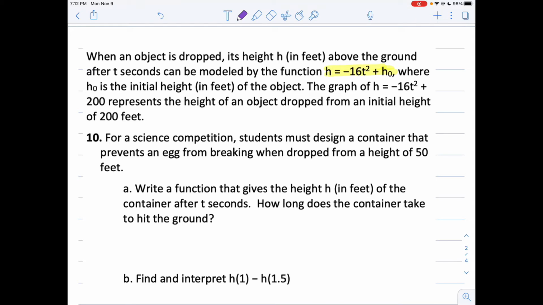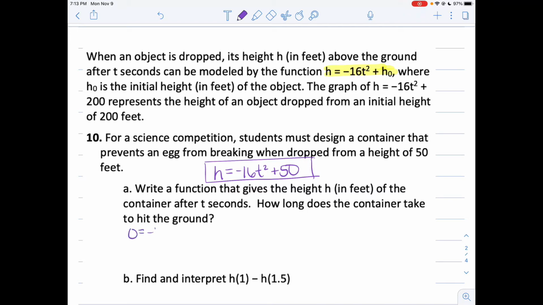We want to first write a function that gives the height, h, in feet of the container after t seconds, and then figure out how long it takes the container to hit the ground. So our equation that we will use is just simply h is equal to negative 16t squared plus 50, because our initial height is 50. So this is the equation we're using. And in order to figure out how long it takes to hit the ground, we need to figure out how many seconds t that it takes for our h, our height, to be 0, because hitting the ground means our height is 0. So let's go ahead and set that up.